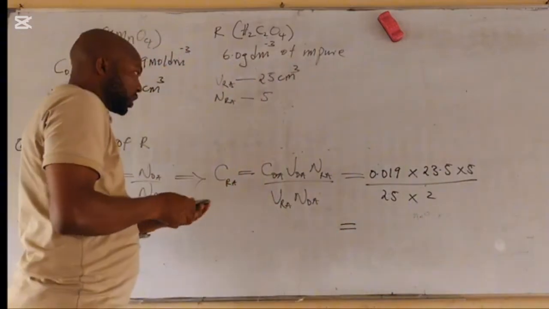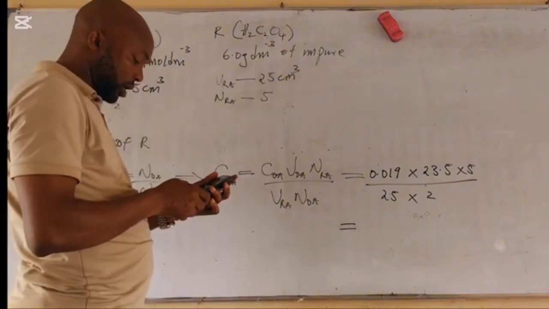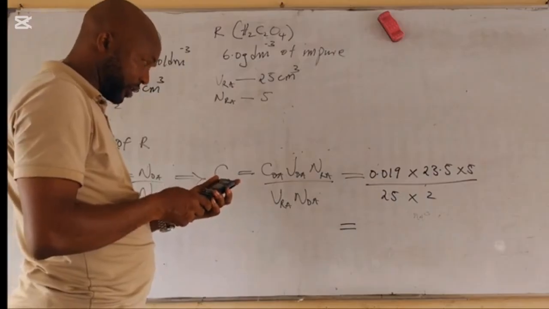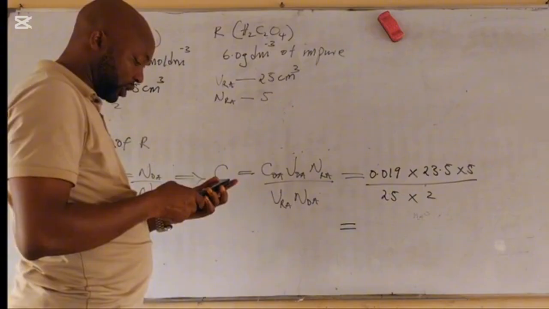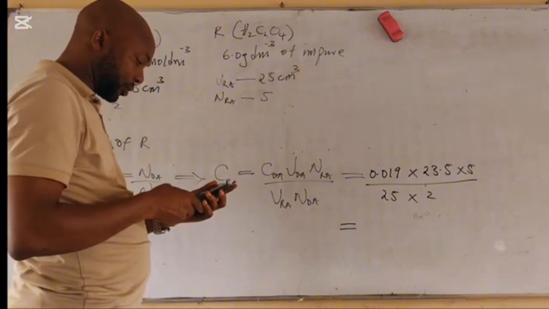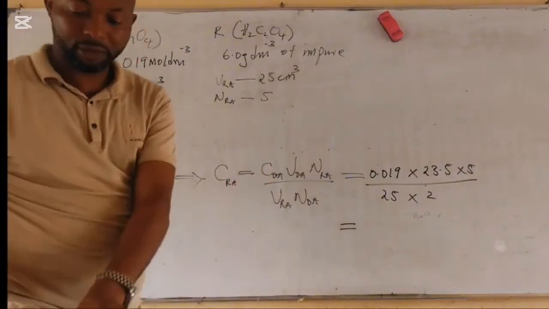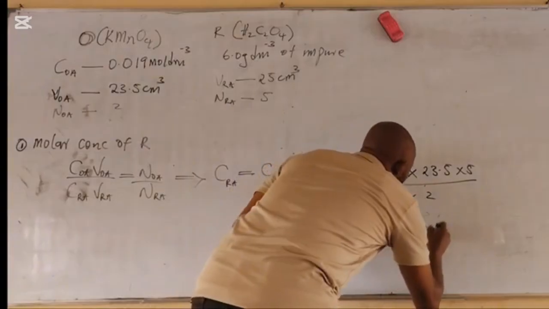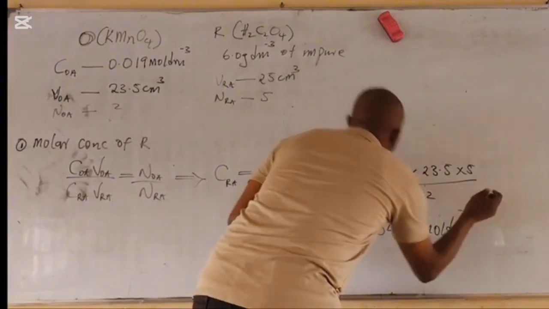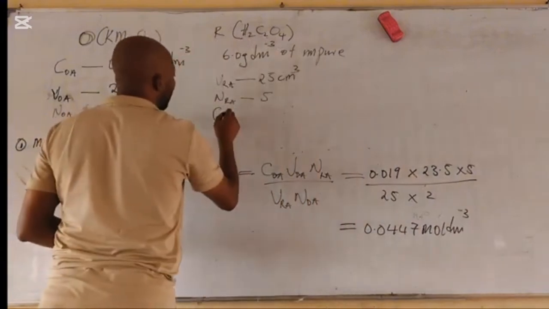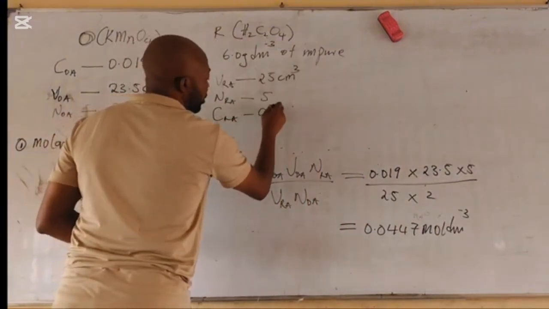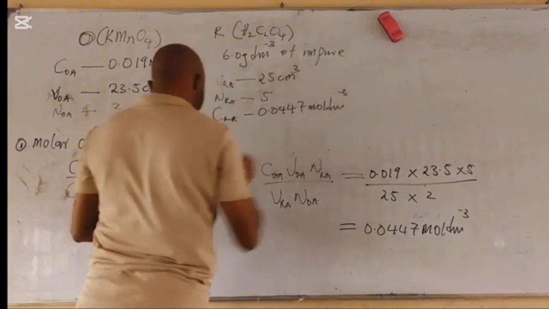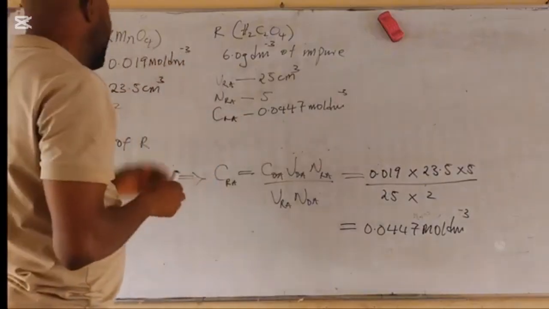so check that with the calculator. I have 0.019 times 23.5 times 5 equals to this, divide by 50. 0.0447. So this gives me 0.0447 mole per dm³. So now I have my concentration of the reducing agent to be 0.0447 mole per dm³. Okay, if that is it, we are going to get the percentage purity.